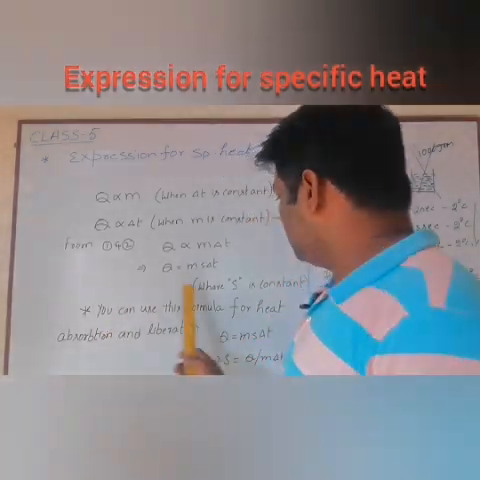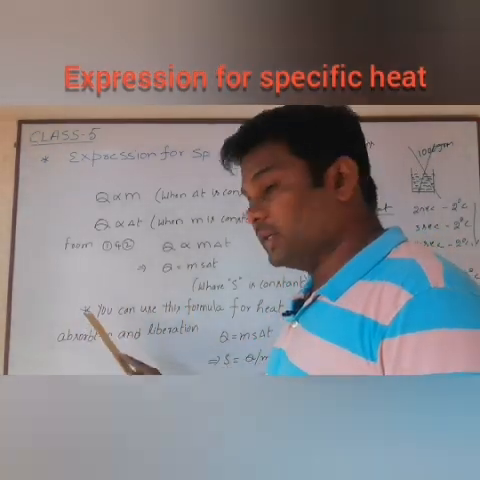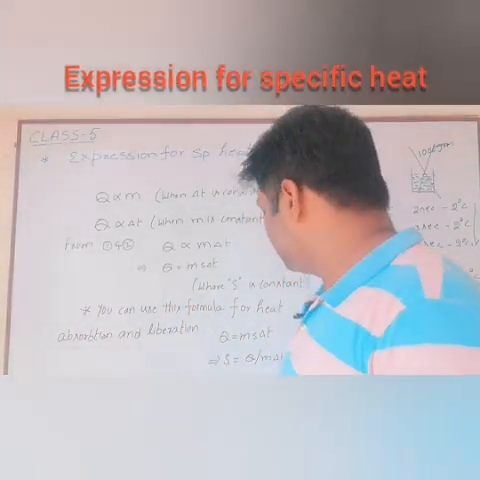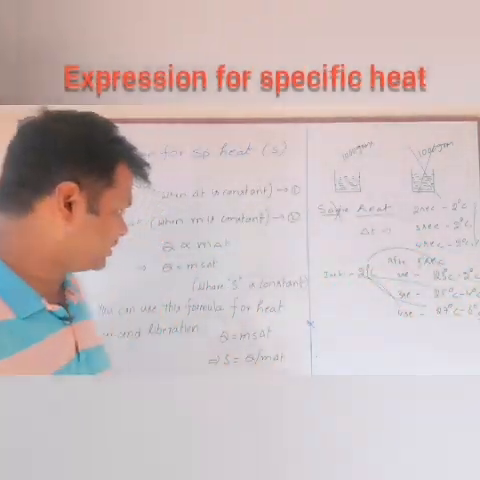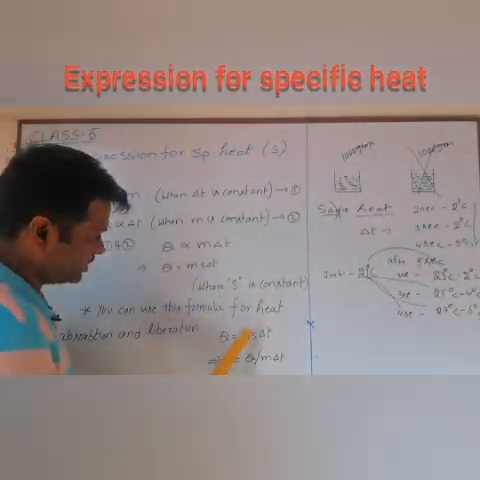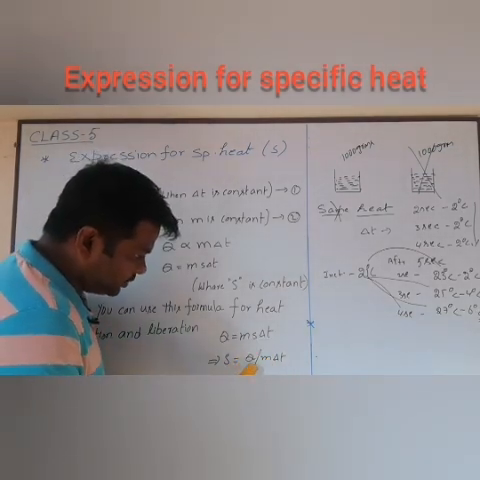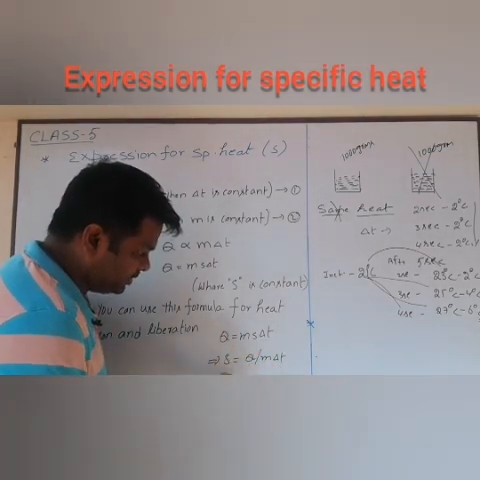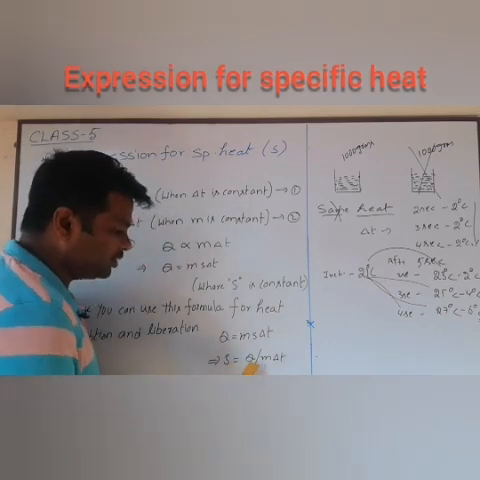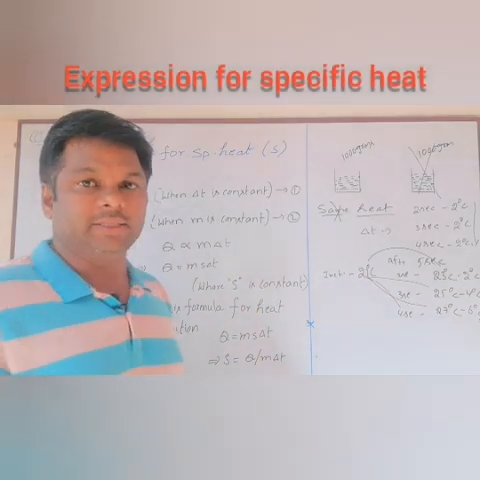Okay, so no need to write this point in an expression. So your formula will be like this: Q is equal to ms delta T, and then s is equal to Q by m delta T. This is your final equation. s is equal to Q by m delta T.